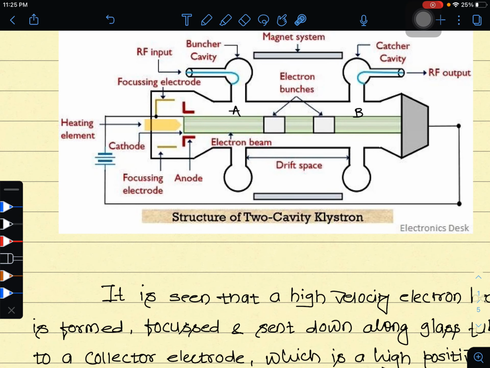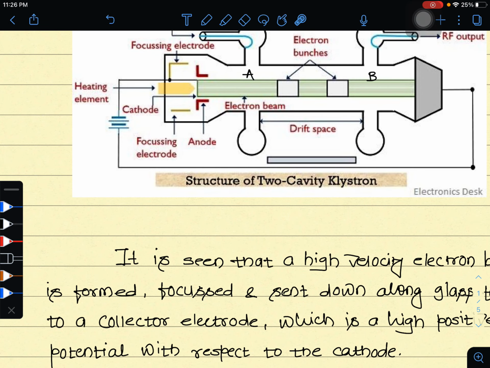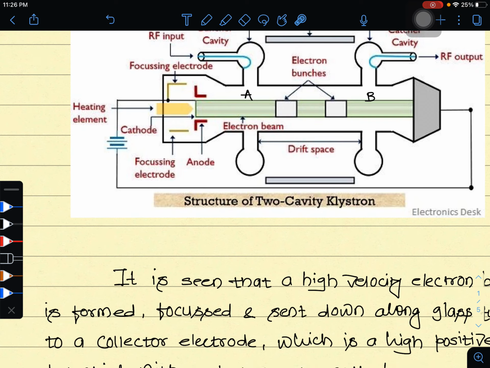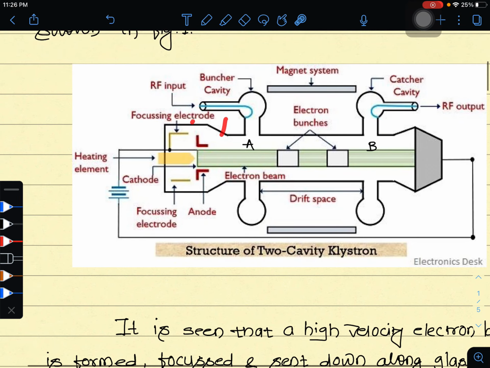Now the last point. What about the electrons? When these electrons are passed through the gap A, they are influenced by the RF voltage across the gap.